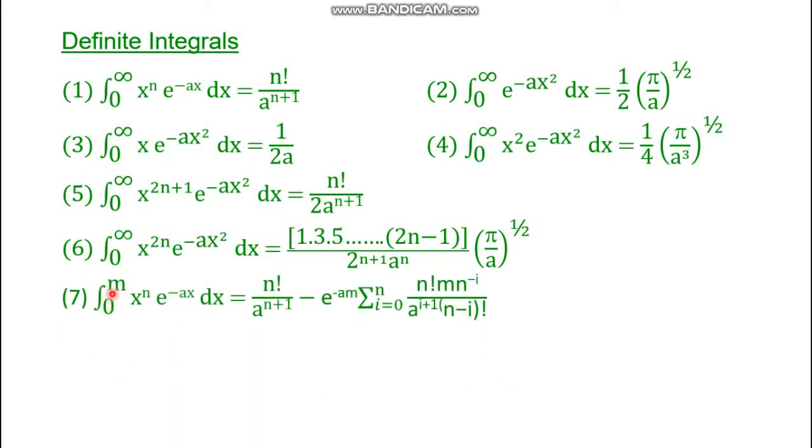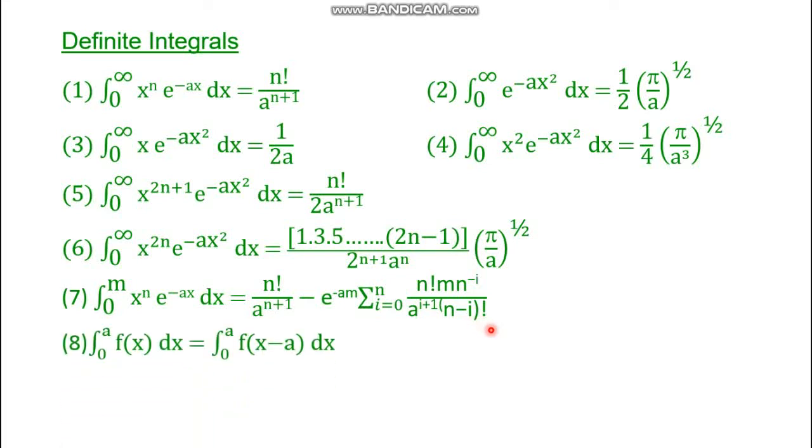If it is integration of 0 to m, not infinity, keep it in your mind, 0 to m, then x to the power n of e to the power minus ax dx is actually a very complicated expression, which is n factorial divided by a to the power n plus 1 minus exponential minus am, then sum over i equals 0 to n, where it is the summation of n factorial n to the power minus i. So this i may have the value 0 to n. So it is a series, summation of a series, okay. Then a to the power i minus 1 into n minus i factorial.